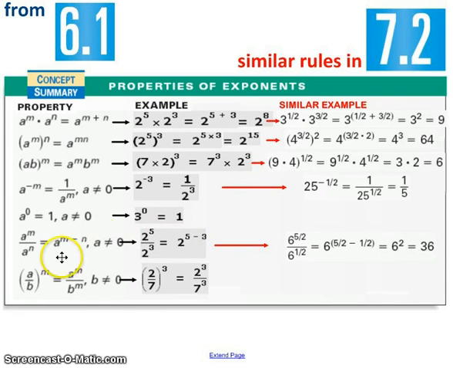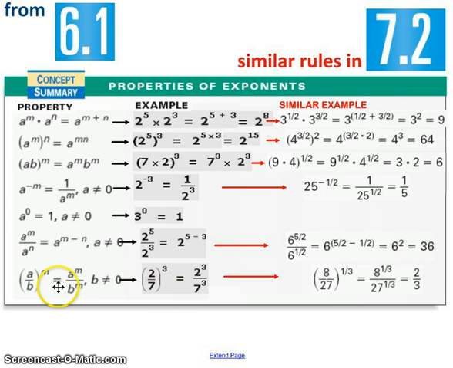Okay, so this example, if I've got the same base but two different exponents, the first term above and the second term in the denominator below, I can always do m minus n, or here I had 5 minus 3 back in chapter 6.1, or here I have 5 halves minus 1/2. 5 halves minus 1/2 is 4 halves, or 2. I've got 6 squared, which is 36.